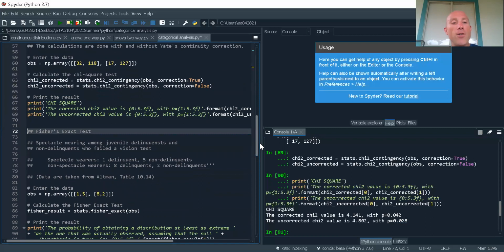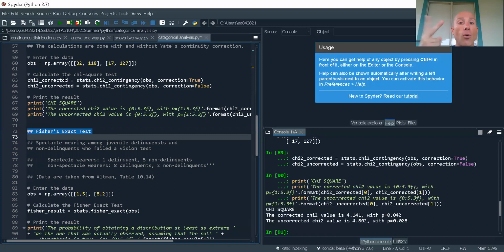Next, we want to look at Fisher's exact test. Once again, we're looking at 2x2 tables of counts, but now how we calculate the value is different. Previously, when I did the chi-square test, I had two different ways, corrected and uncorrected, for calculating. Now I'm pulling out a third way.